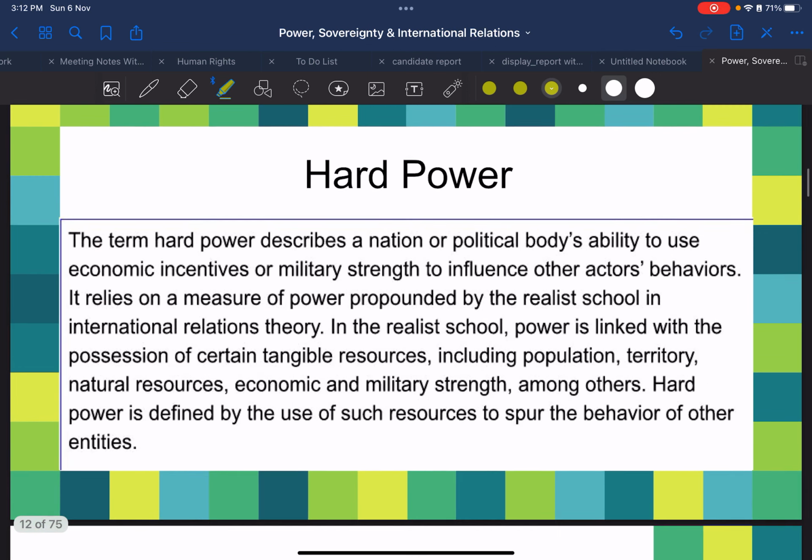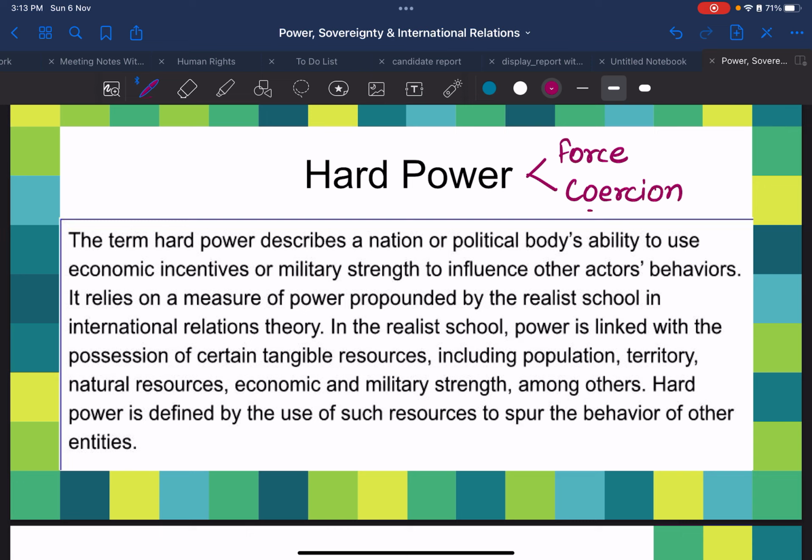Going further, I am going back to Joseph Nye and discussing the types of power that he is discussing. First, he discussed hard power. Now understand that when we are discussing hard power, we are basically talking about two words which are highly connected to hard power. One is force, second is coercion.